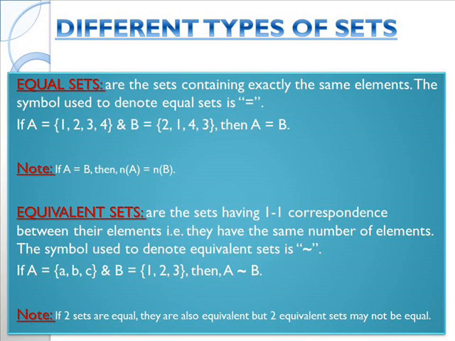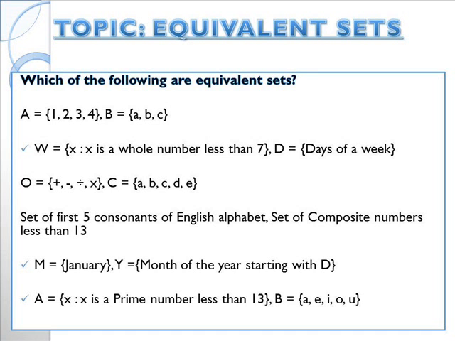It is to be noted that if two sets are equal, they are also equivalent, but two equivalent sets may not be equal. Here we have a question that is related to equivalent sets. In the first one, we have a pair of sets. A is equal to {1, 2, 3, 4} and B is equal to {a, b, c}. Well, these cannot be equivalent sets because the number of elements differ.